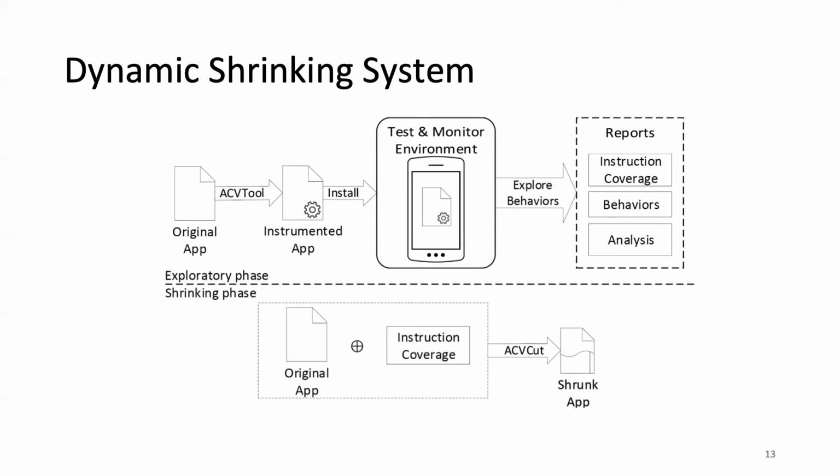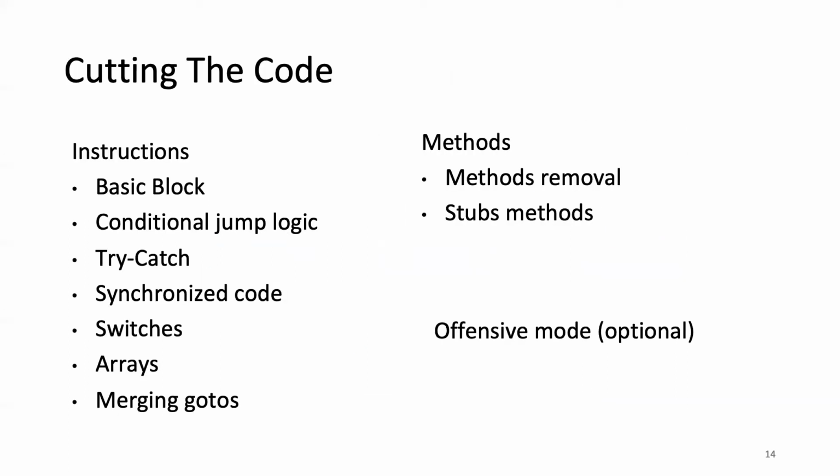Then in the shrinking phase, we take the original application and match it to the instruction coverage that we achieved during the testing. In such a way, we cut out the not executed code and get the shrunk application. To cut out the code, we developed a sophisticated approach based on the instructions. In this approach, we remove not executed instructions and not executed methods.